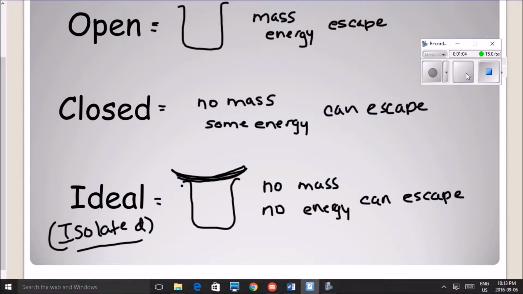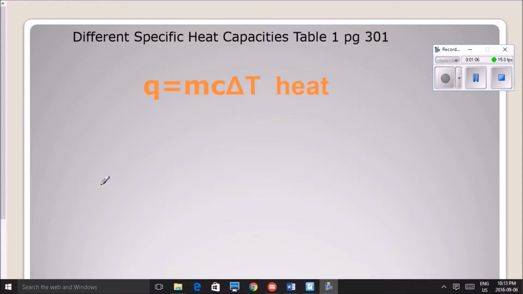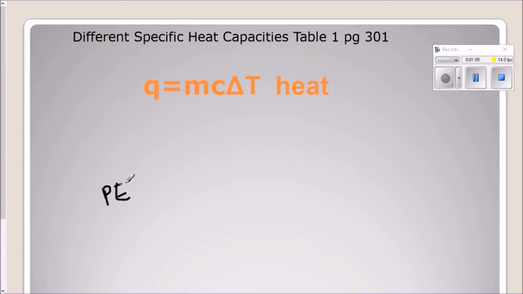So again, if that wasn't clear, the potential energy of the system, which we are going to refer to as H, also known as enthalpy, is going to be equal to the amount of heat released by or into the surroundings. So the change in chemical system potential energy is going to be equal to the heat released into the surroundings. So how do we calculate the heat that is released into the surroundings?